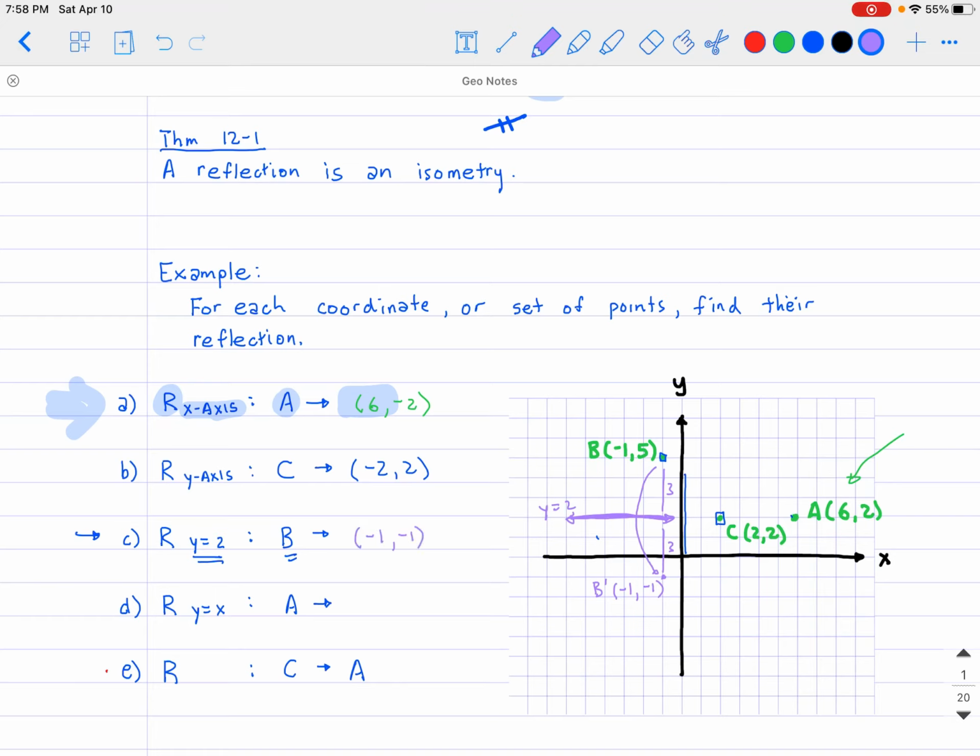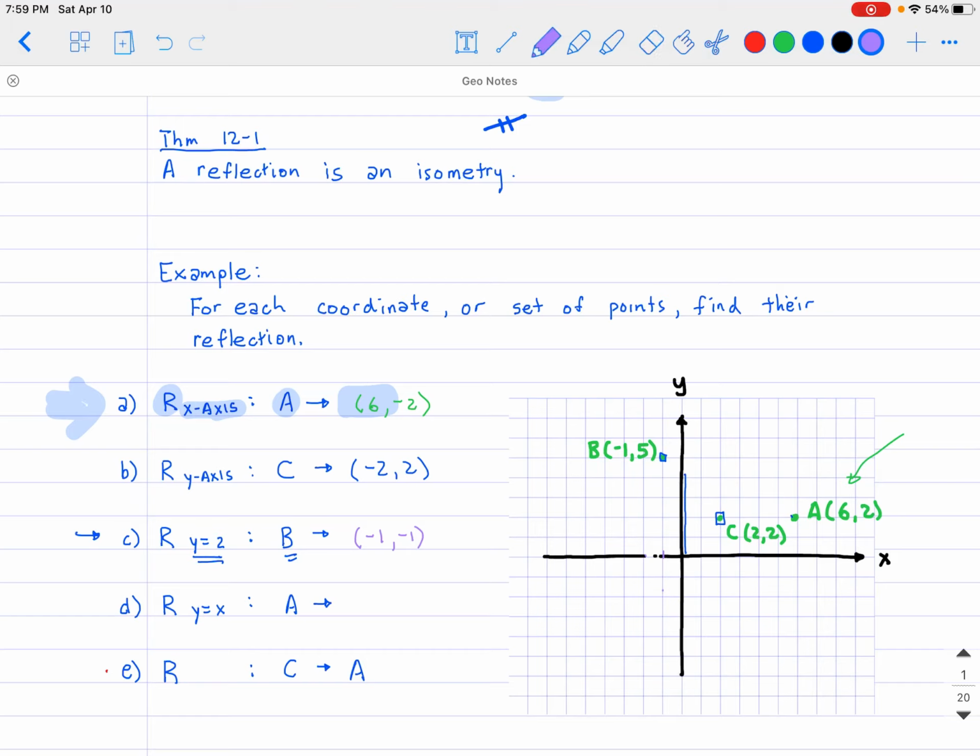Okay. All right. This one, part D, is a little bit more difficult. I wouldn't say really, really difficult. This time, what I would like to do is reflect about the line y is equal to x. So it's no longer a horizontal line or a vertical line, but a diagonal line in this case.